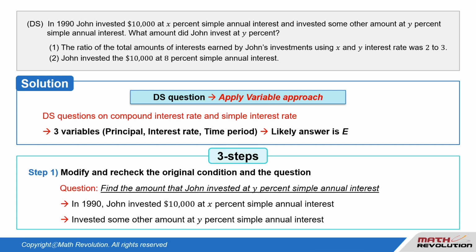Let's follow the first step of the variable approach by modifying and rechecking the original condition and the question. We have to find the amount that John invested at Y% simple annual interest if, in 1990, John invested $10,000 at X% simple annual interest and invested some other amount at Y% simple annual interest. Because the second amount is different than the first amount, the number of variables increase, making it more likely that E is the correct answer.